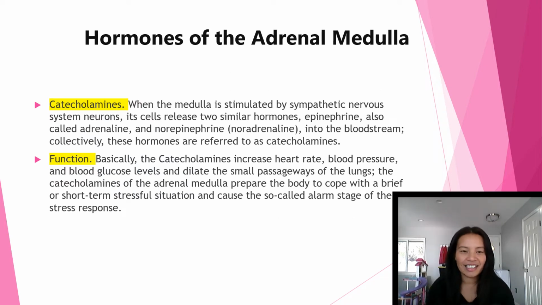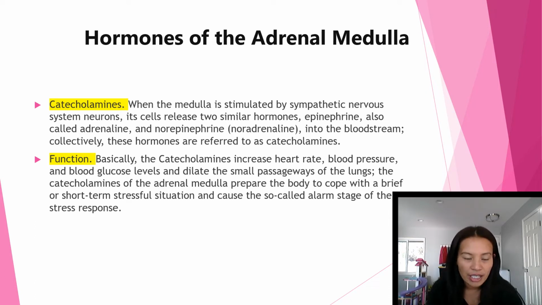Next, we're going to talk about the hormones of the adrenal medulla. We have the catecholamines and their function. When the medulla is stimulated by sympathetic nervous system neurons, its cells release two similar hormones, epinephrine, also called adrenaline, and norepinephrine, or noradrenaline, into the bloodstream. Collectively, these hormones are referred to as catecholamines.